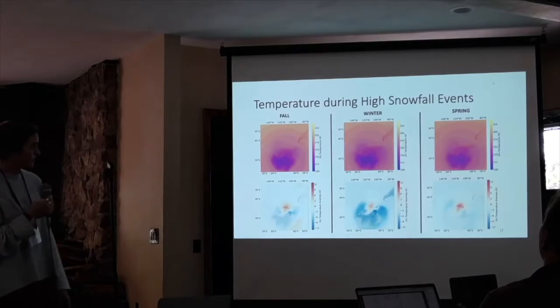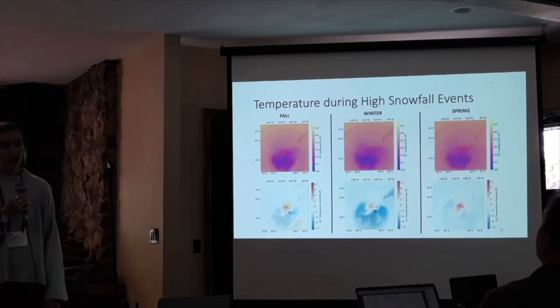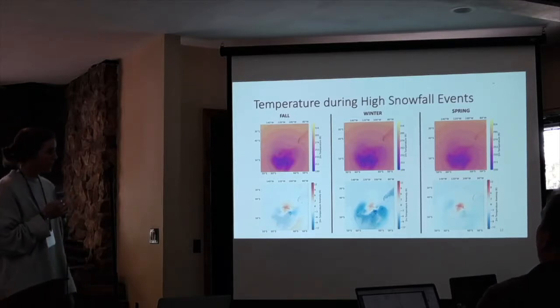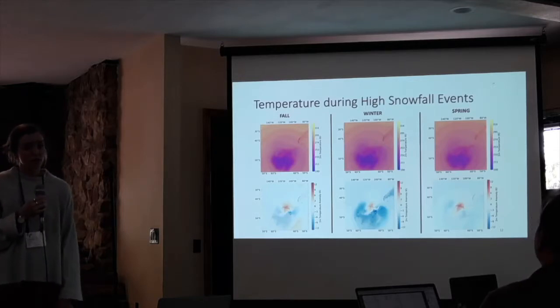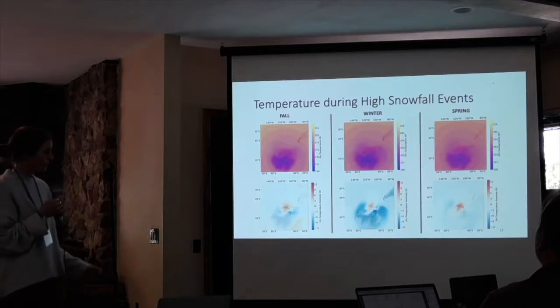Now this signal is also represented in our temperature plots. If we take the mean temperature during high snowfall events for each season and the temperature anomaly, what we find again is that in all 3 seasons, we get anomalously warm temperatures over Thwaites Glacier.